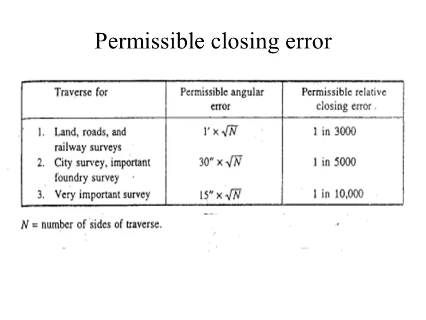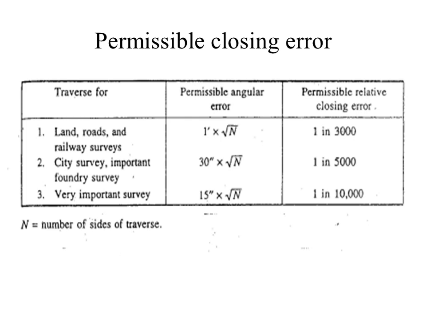So in this slide we are going to see the permissible closing error. Depending upon the traverse for land, roads and railway survey, city survey, important boundary work, very important survey, depending upon the nature of traverse to be conducted, we can have the permissible errors. So for example, for the traverse for land, roads and railways, the permissible angular error should be 1 minute into root n, or the permissible relative closing error should be 1 in 3000.